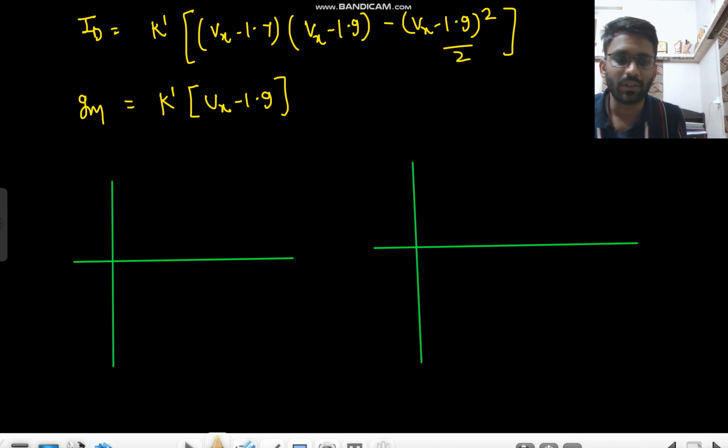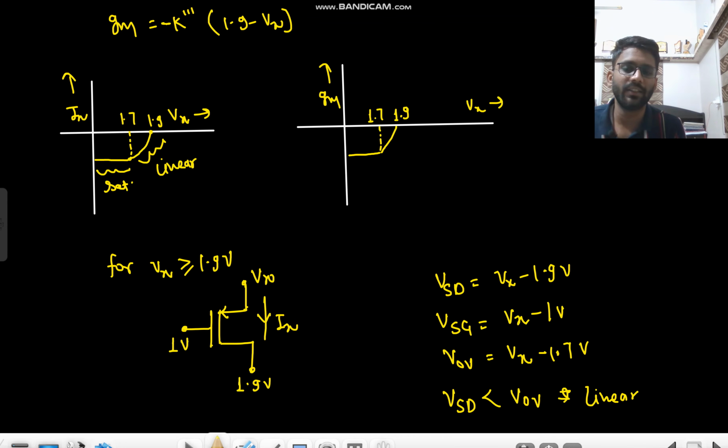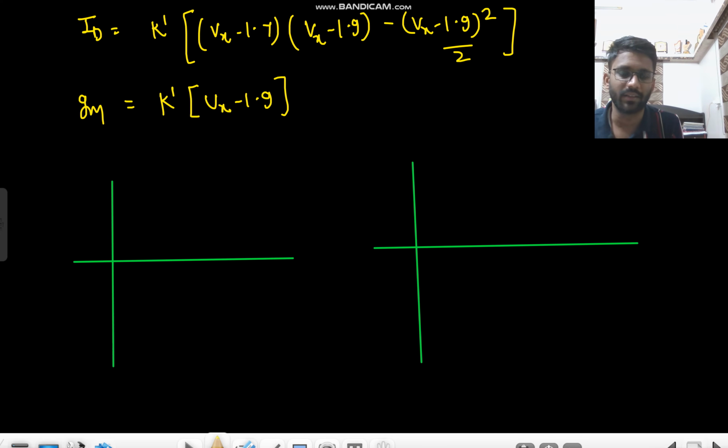So yeah, in this one, till this point we have explained it. Now if Vx goes high, your VSD goes high, that means your current increases, right? And this is the curve for GM that you can also plot. So this is Ix versus Vx, right?